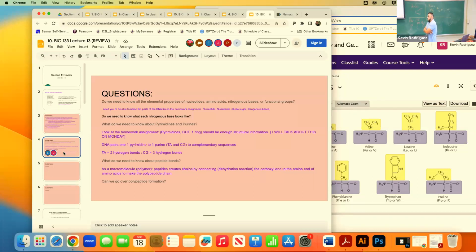Like transport proteins, yeah, like storage proteins, defensive proteins, receptor proteins. Like the functions? Or are we gonna have to know examples of them, I guess?